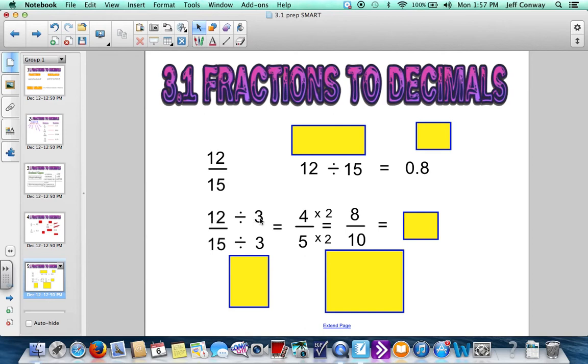12 divided by 3 is 4. 15 divided by 3 is 5. Multiply both of those by 2, I get 8 over 10, or 8 tenths. While the answer is the same, the process was a little different. In this case, I took 12 fifteenths, broke it down into a smaller number, and then put the denominator into tenths, which is a little bit easier to make into a decimal. Or you can just go the numerator divided by the denominator, and you will get that number. 12 divided by 15 equals 0.8. The top divided by the bottom will give you a decimal.